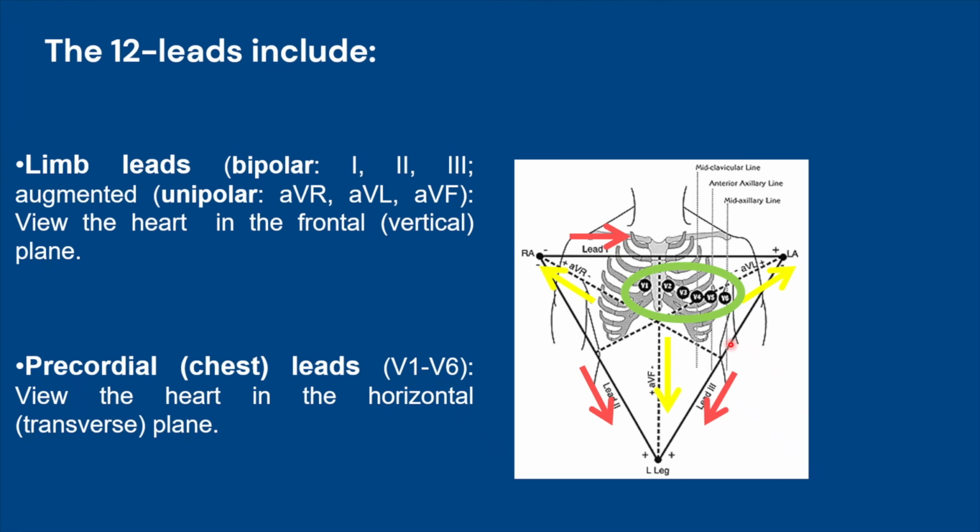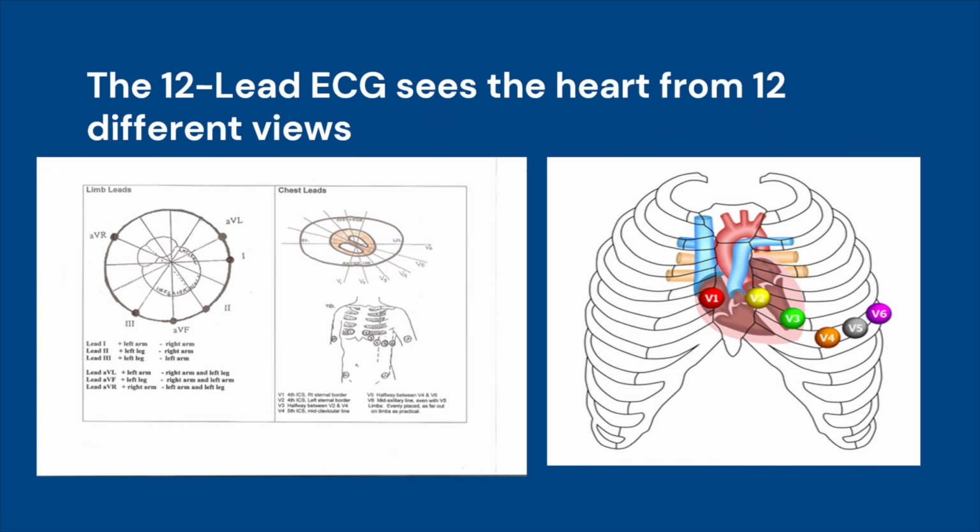Just to remember, the bipolar leads 1, 2, and 3 are like putting a camera between 2 points to record the electrical activity. But the augmented leads, AVR, AVL, AVF, are like putting a single camera at a single point to look at the heart. Here you can see what we mentioned in the previous slide, that the limb leads, both unipolar and bipolar, form 360-degree views of the heart, and they look at the vertical and the frontal plane, and the chest leads from V1 to V6 look at the transverse plane of the heart.